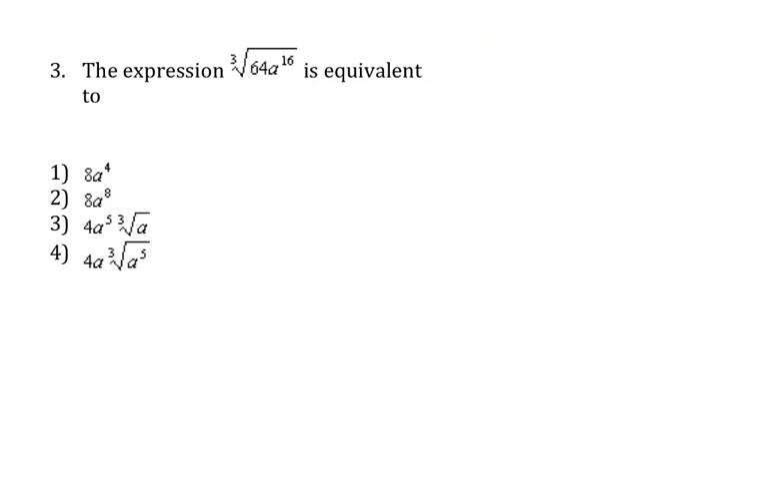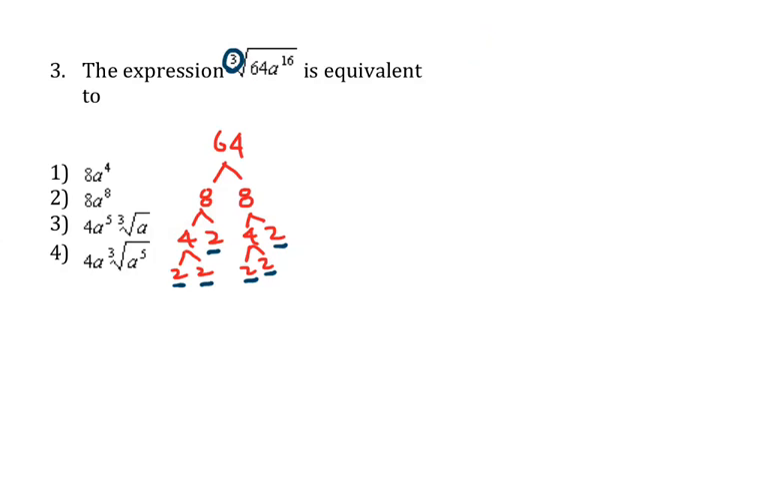Alright, let's move on to number 3. Since here we are looking at a cube root, we are looking for perfect cubes. If we break down 64, we get 8 and 8. And 8 is 4 times 2, and 4 is 2 and 2. So you can see that 64 is made out of 1, 2, 3, 4, 5, 6 2s.